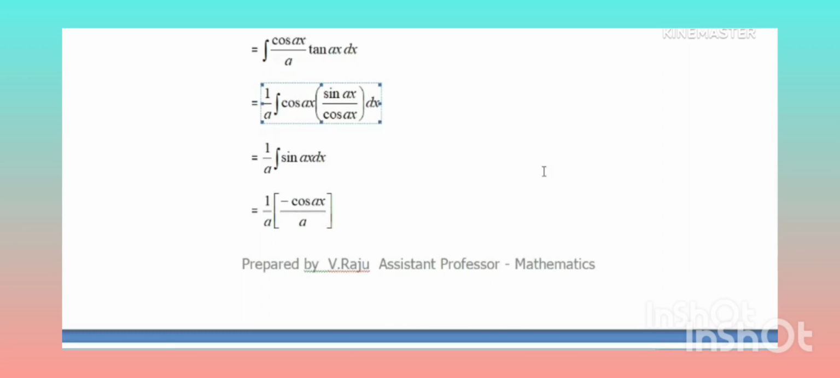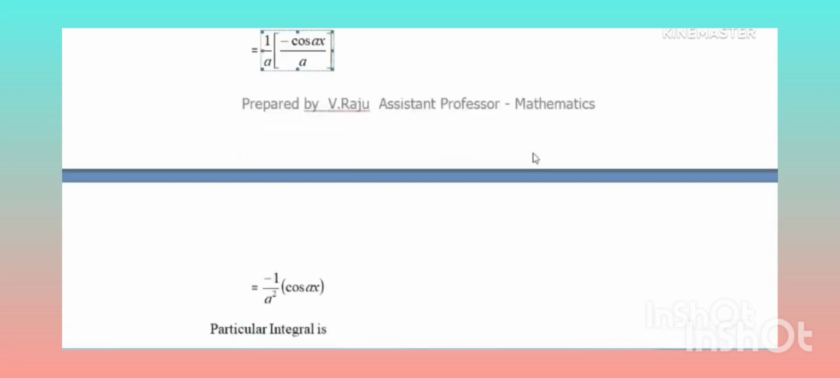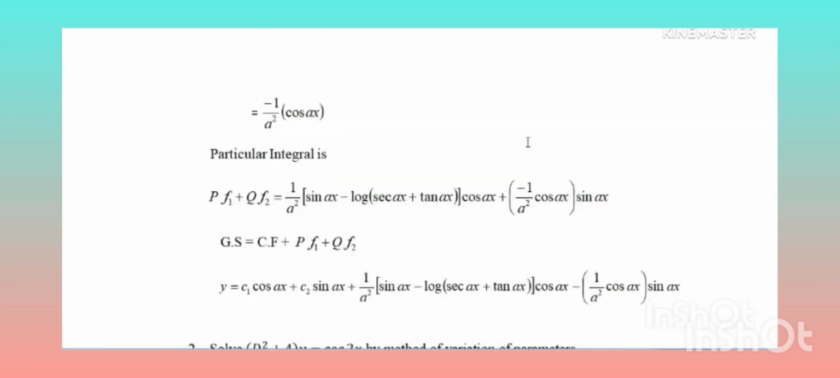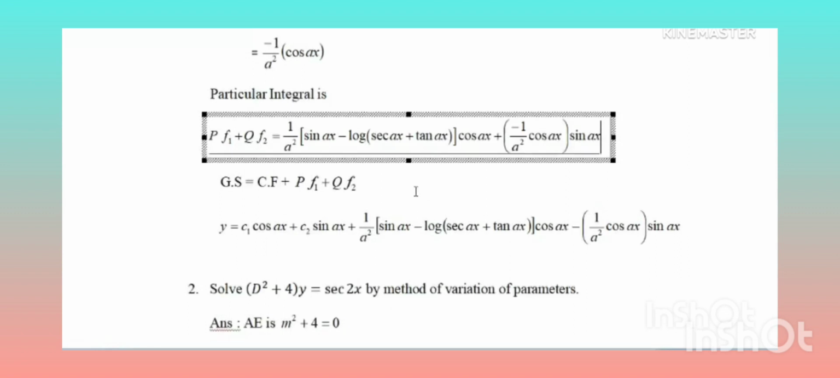So 1 by a integral sin ax dx. Sin ax, if you are integrating, you will get minus cos ax by a. So if you multiply these two terms, minus 1 by a square cos ax. So the particular integral is Pf1 plus Qf2. P is 1 by a square sin ax minus log of secant ax plus tan ax into f1 cos ax plus Q, minus 1 by a square cos ax into sin ax.